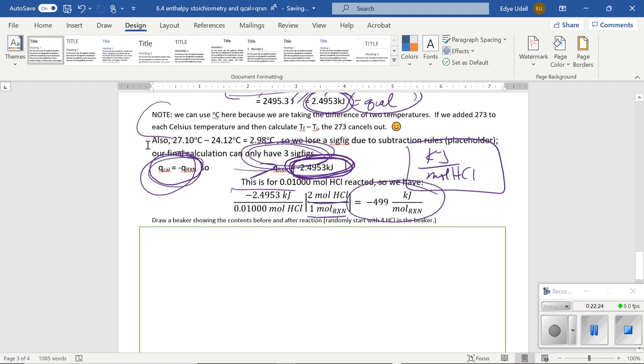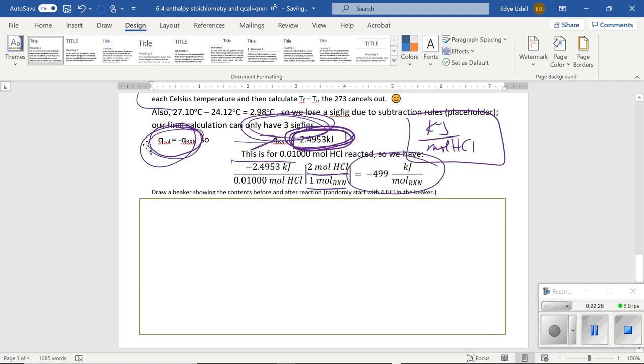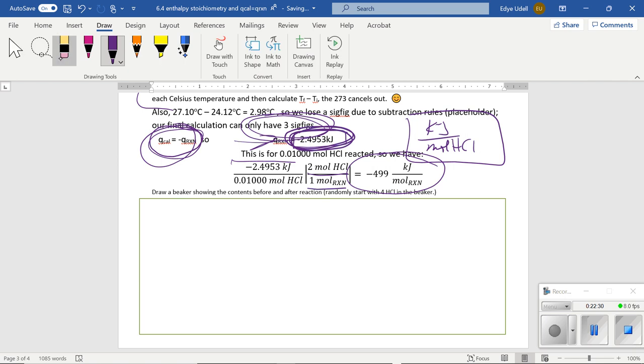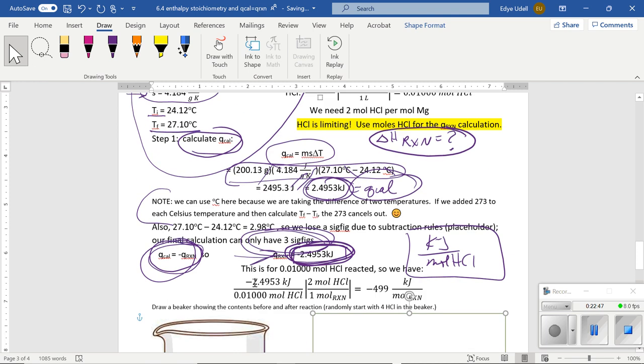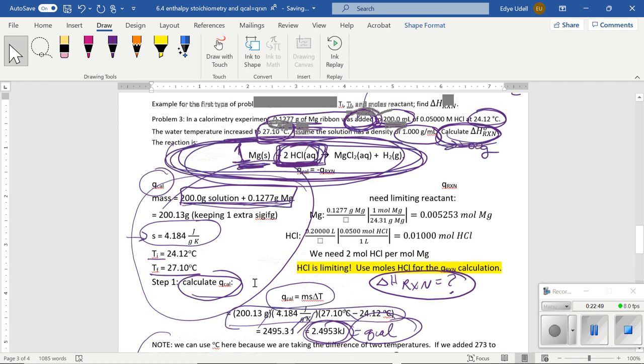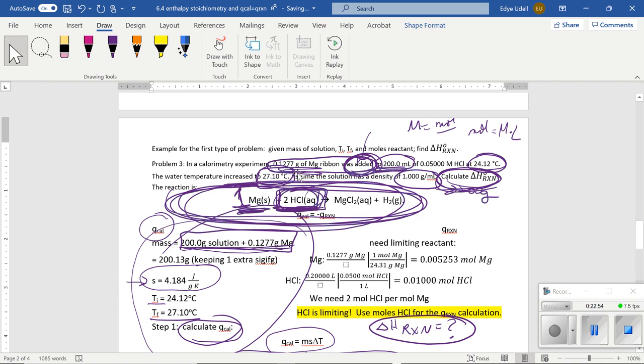Now I've asked you to draw a beaker showing the contents before and after the reaction. And I said randomly start with 4 HCl in the beaker. So here we go. HCl is a strong acid. It's going to split apart. And I had some solid Mg. You don't have to mark how many moles or anything because we've just got some Mg solid ribbon.